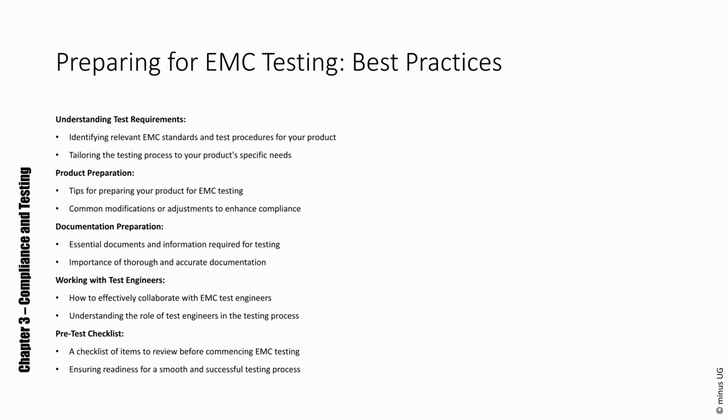Pre-test checklist. A pre-test checklist is essential to ensure that your product and documentation are ready for EMC testing. Verify that the product and all its components are in the final design state. Ensure all necessary modifications for EMC compliance have been made. Gather and review all relevant documentation for completeness and accuracy. Confirm the test schedule, requirements, and procedures with the testing facility. Check that the product is set up correctly and functioning as intended for the test. Reviewing these items before commencing EMC testing can significantly enhance the likelihood of a smooth and successful testing process.